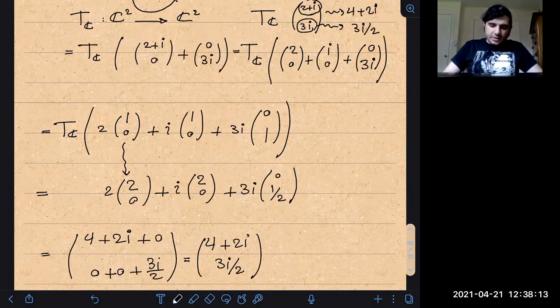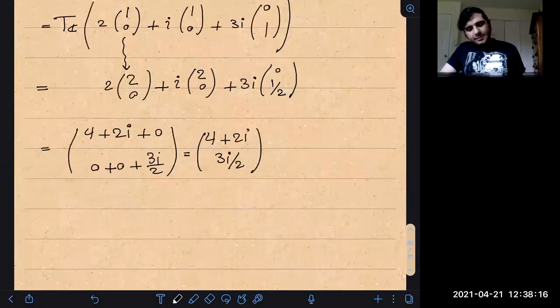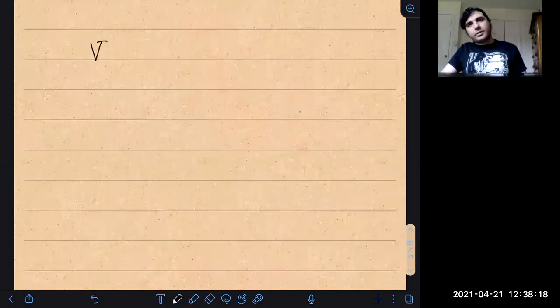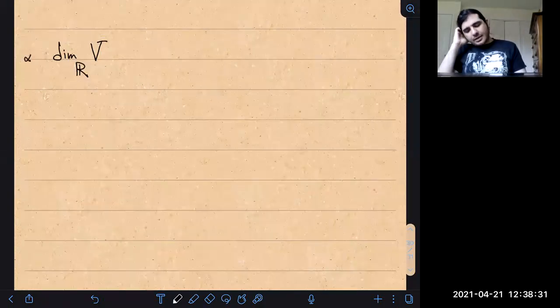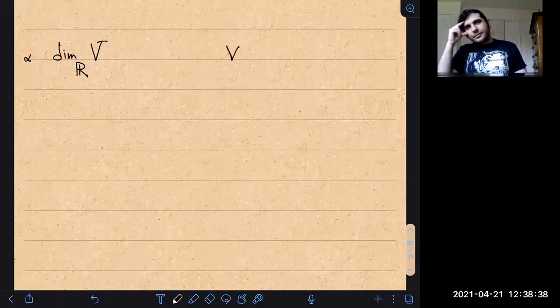Maybe I should just mention two important theorems. One is that when we have a vector space defined over R, we can look at its dimension over R, right? For example, let's say the dimension of V over R is n. And then we can look at the complexified version of this vector space, say VC, and then we can look at its dimension over complex numbers. And the point is that these two things are equal.